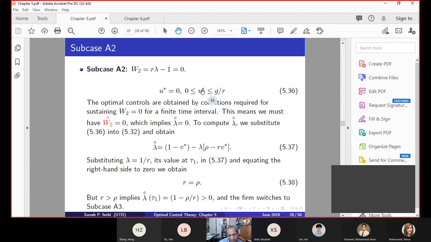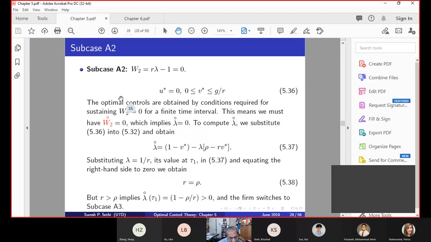Notice, in a singular control, in one example we told you that when there's a singular control, the Hamiltonian maximization problem does not give you the value of V star. It only tells you it can be anywhere between these numbers. What then specifies this is: can we maintain that V star in this range? To maintain V star in this range, I have to maintain W2 equal to 0. To maintain W2 equal to 0, I have to maintain lambda equal to whatever it was. Okay? And that then gives me the value of V. If there is such a V over time that allows me this condition to remain, then that V becomes the solution. So that V becomes specified.